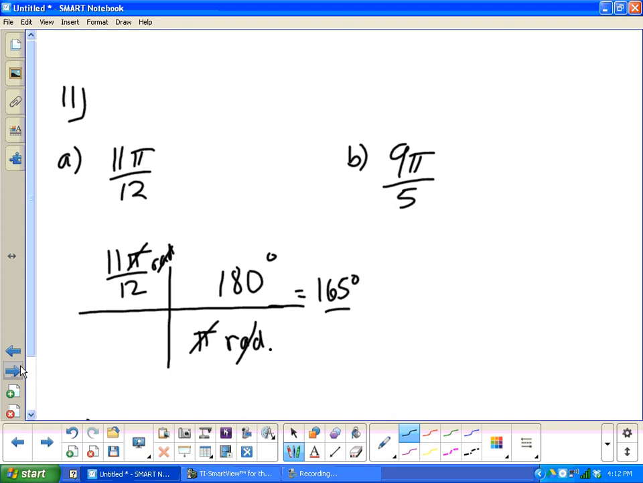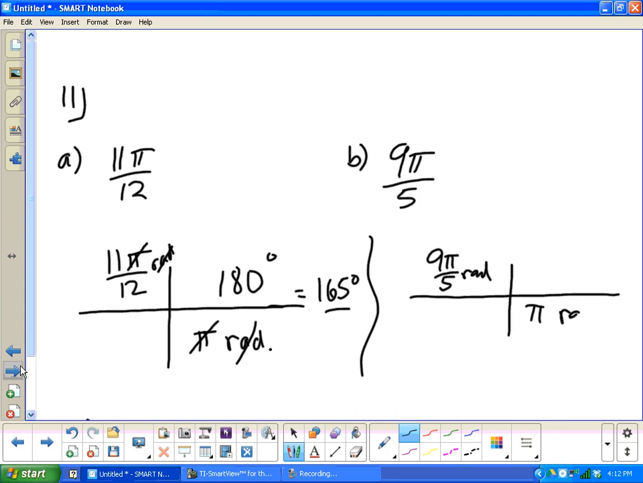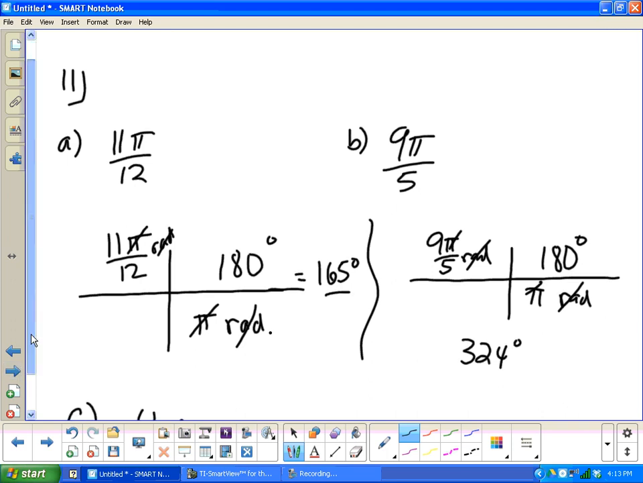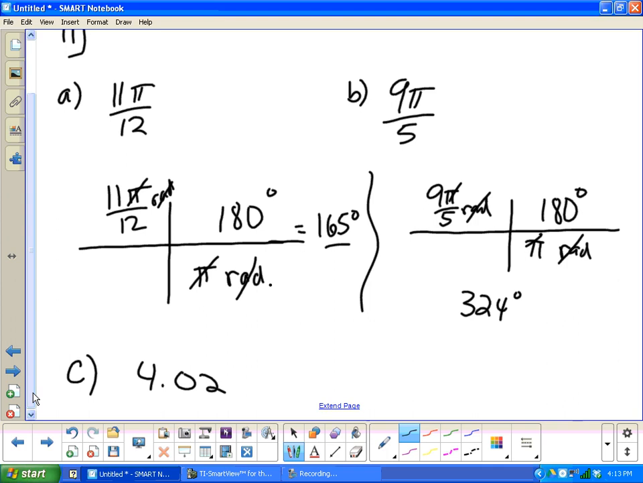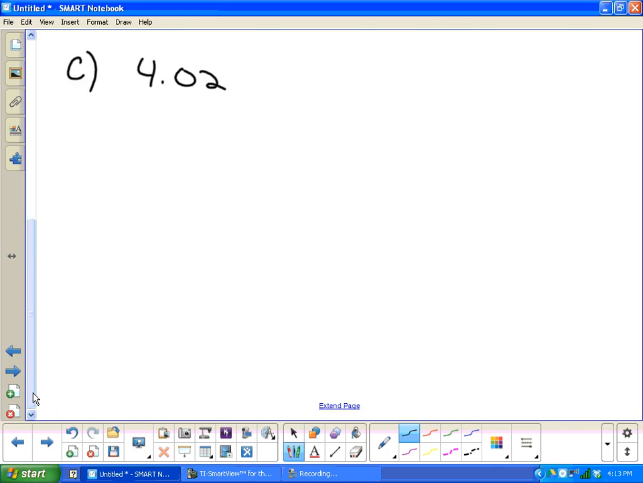Really important to put the degree symbol. Now, same difference on part B here. We got 9 pi over 5 radians, and now we're going to switch it to degrees. We know we have pi radians in 180 degrees. Again, the pi's and the radians cancel, so all we're left with is 9/5 times 180. That's going to give you 324, so 324 degrees.